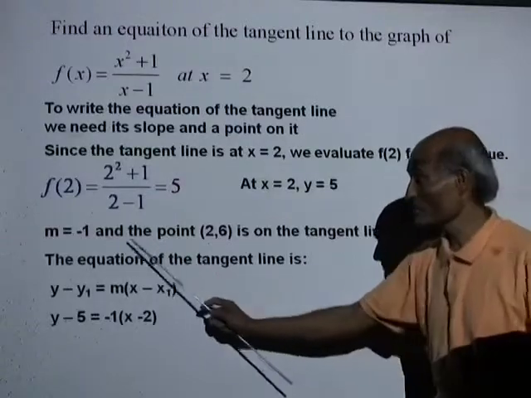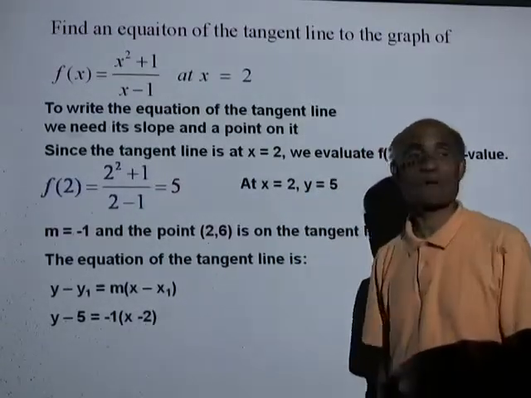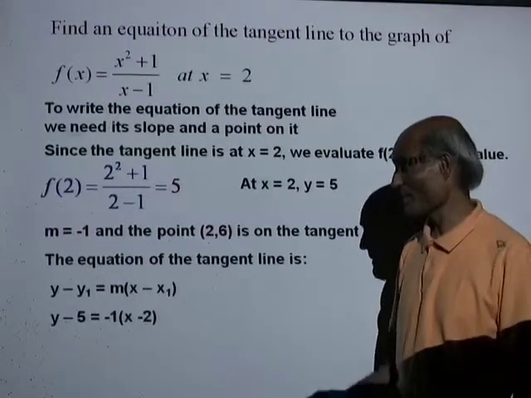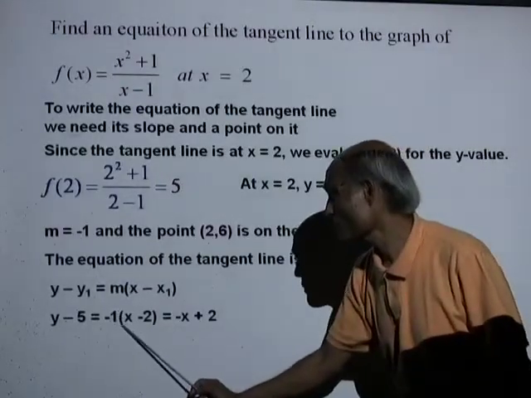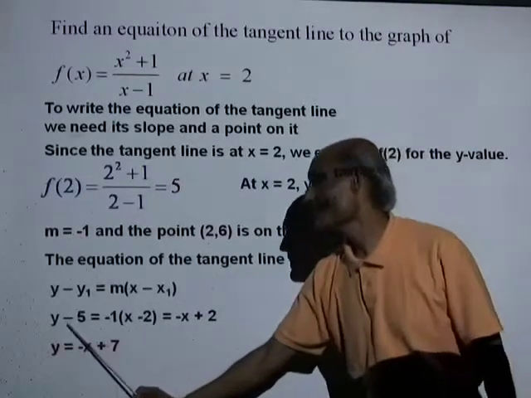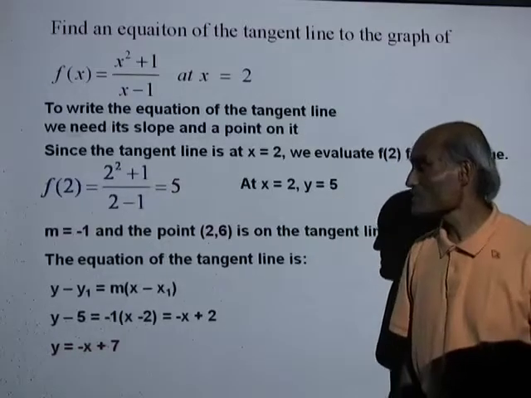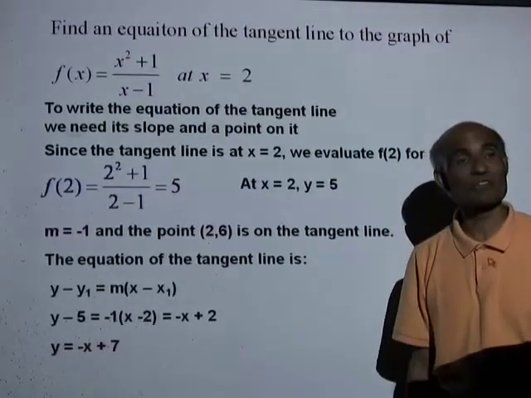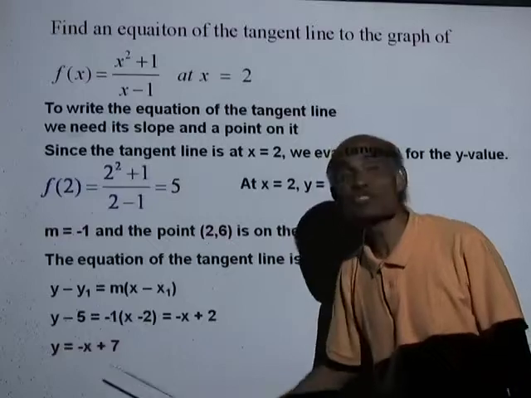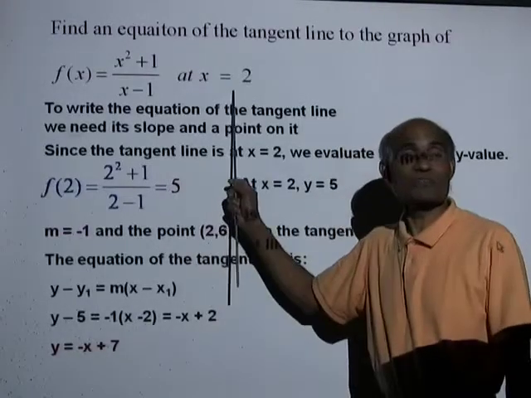We've got m equal to negative 1, times x minus x1, x minus 2. And simplify that. Simply distribute this. That will be negative x plus 2. And bring the 5 to the other side. You get y equal to negative x plus 7. And that is the equation of the tangent line at x equal to 2.